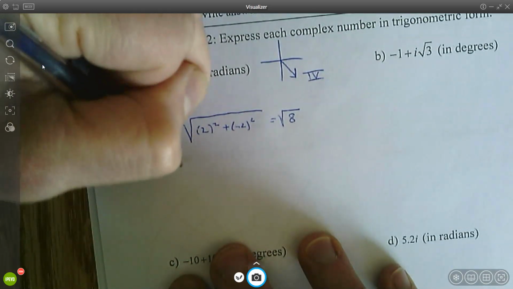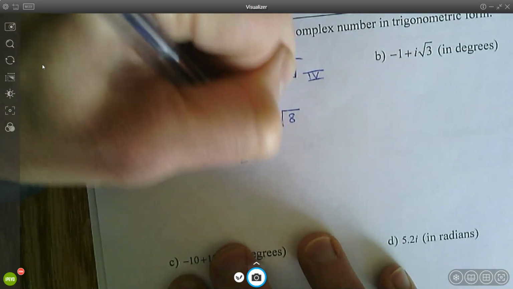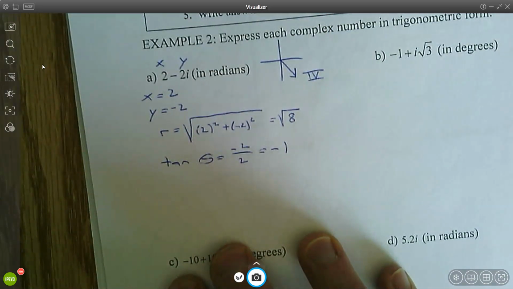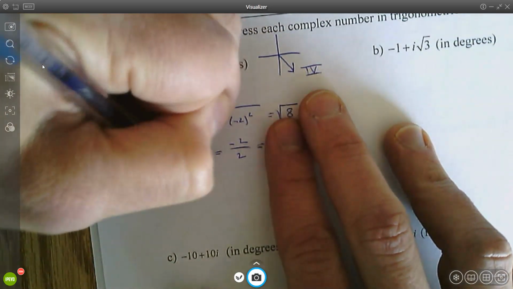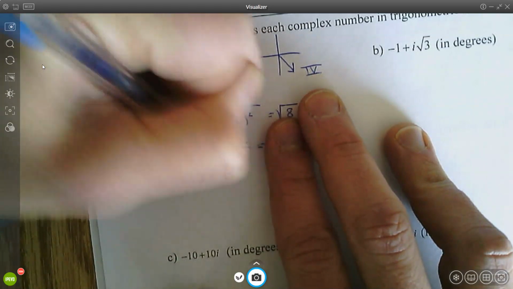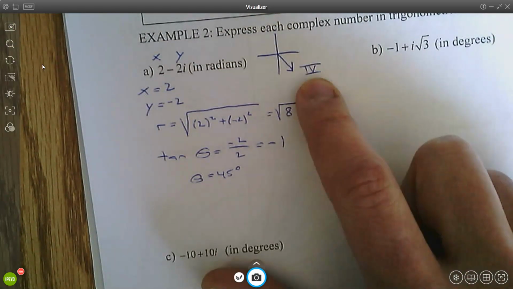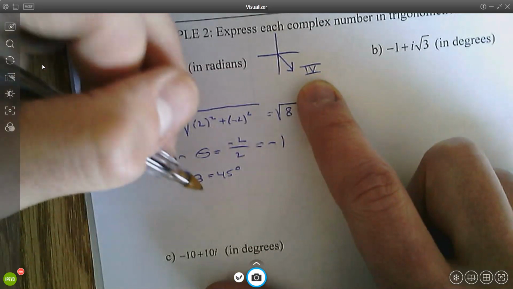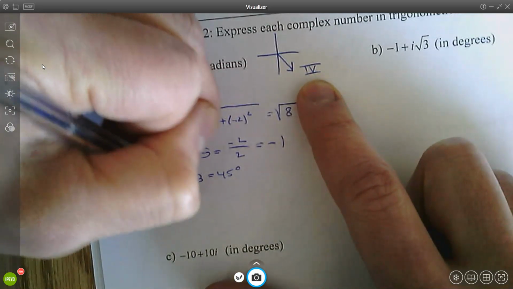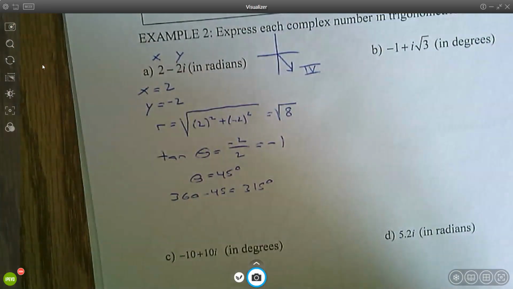Now we need to find theta. We're going to use tangent theta equals y divided by x. Negative 2 divided by positive 2 is negative 1. You don't have to simplify. You could just plug this in the calculator without the negative. Theta is 45 degrees. Now we're going to work backwards and figure out, okay, what is the angle in quadrant 4? So if we have a 45 degree reference angle, so 360 minus the 45 is 315.